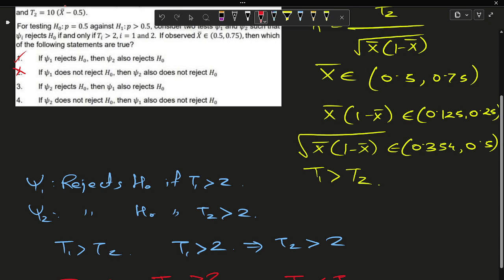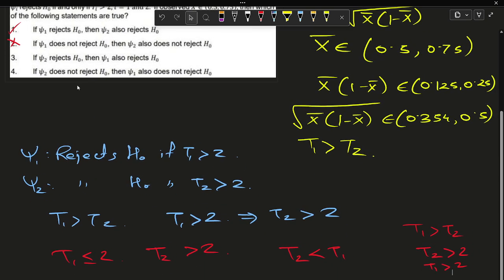Now option 3 is telling us that if phi 2 rejects H0, then phi 1 also rejects H0. Since T1 is greater than T2, if T2 is greater than 2, that implies T1 is greater than 2. So phi 1 will reject H0. Okay, so option 3 is true here.